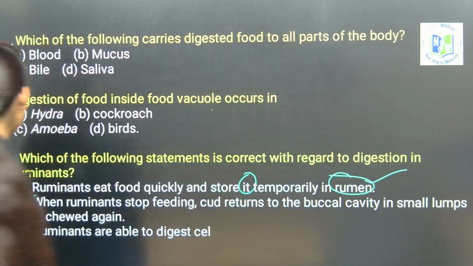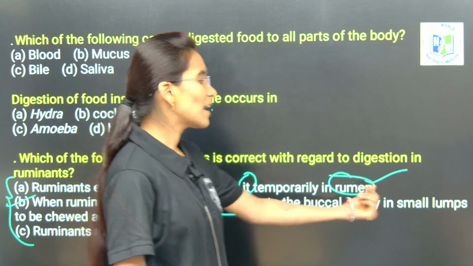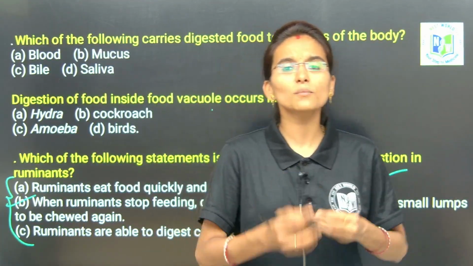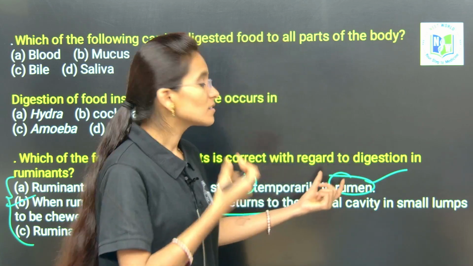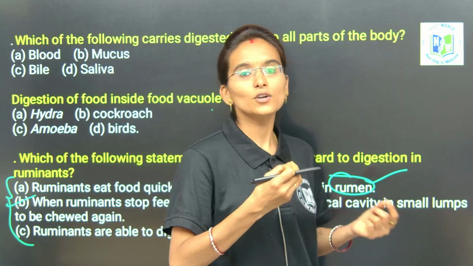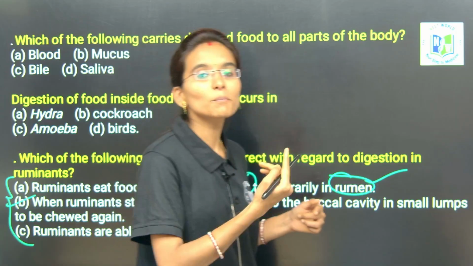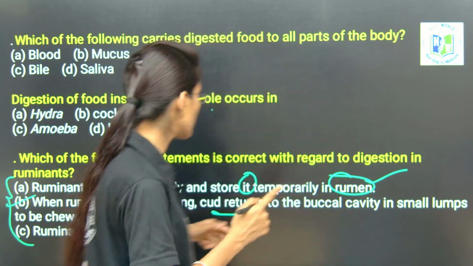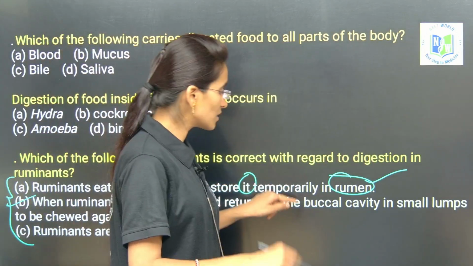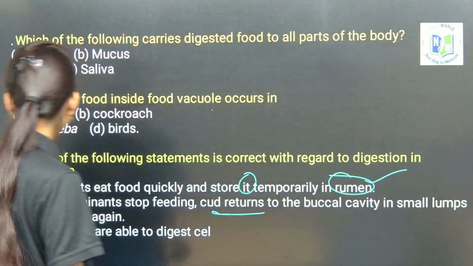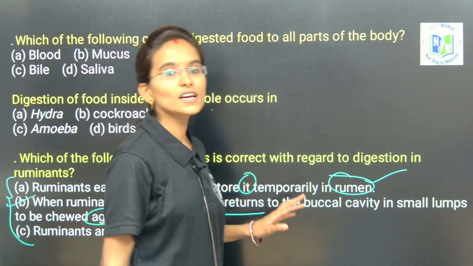And next one, option B, when ruminants stop feeding, curd returns to the buccal cavity in small lumps. So what is the main function of the ruminants, my dear students? It can recall and chew the food again. After the digestion process also, whenever it feels hungry, the curd is going to return back into the buccal cavity. So option B is also right, because when ruminants stop feeding, curd returns to the buccal cavity in small lumps to be chewed again. This is the reason that we call them ruminants.